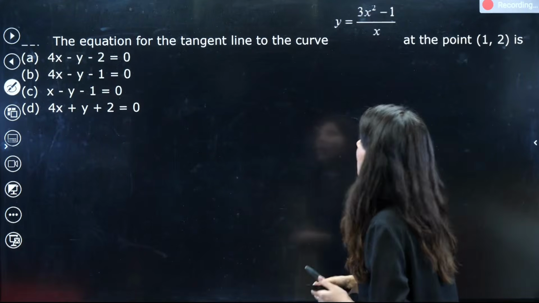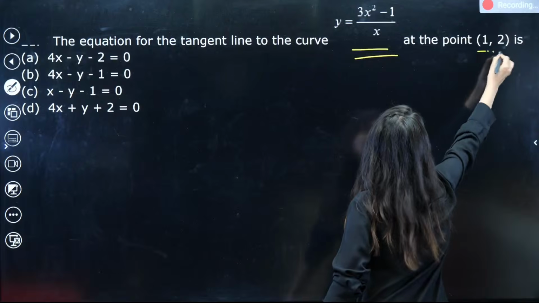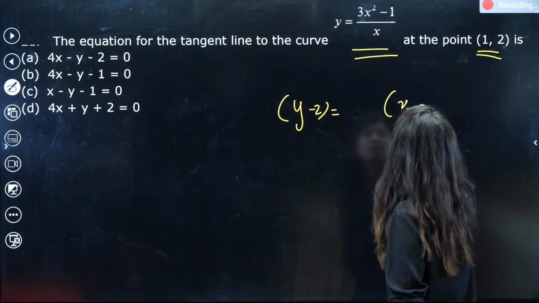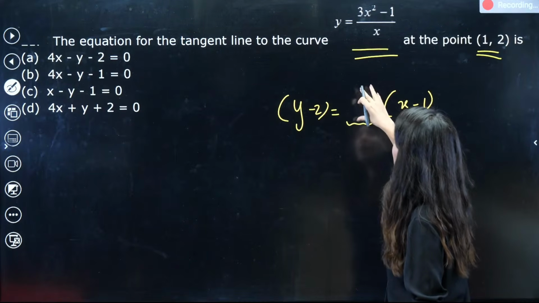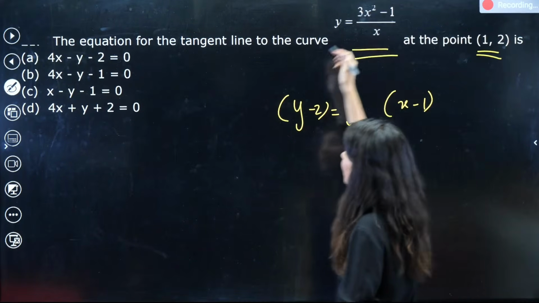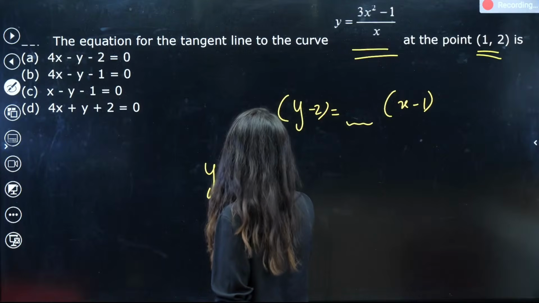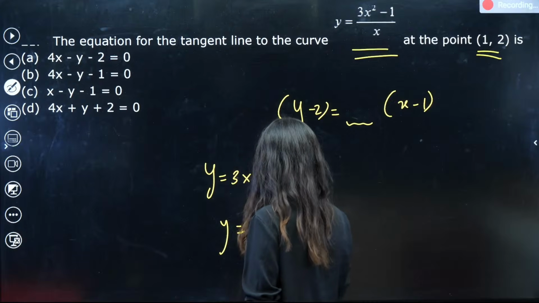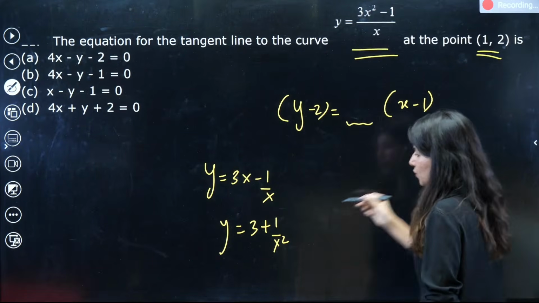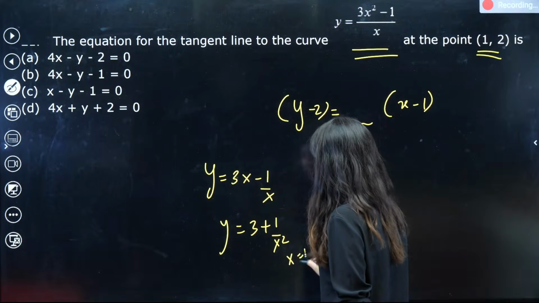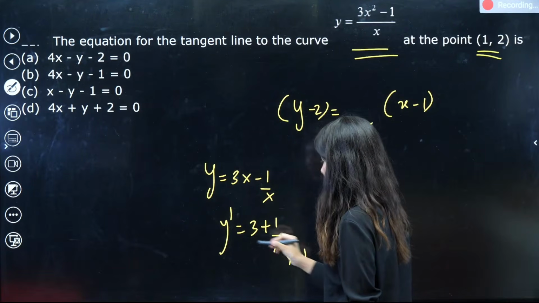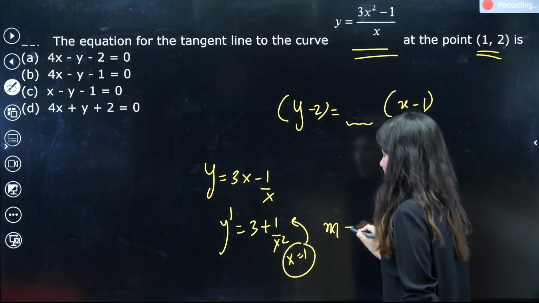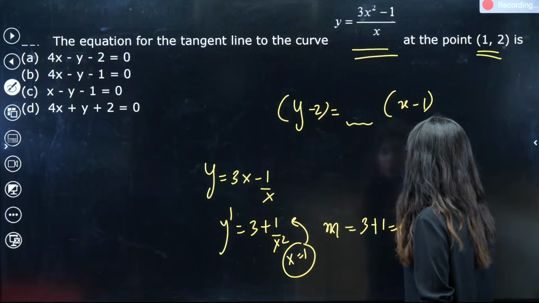Now, the equation of the tangent to this curve at this point. So the point we have is y minus 2 equals slope times x minus 1. And over here, I'm going to write the slope. For the slope, I have to differentiate this. So y is equal to 3x minus 1 by x. Let's differentiate. y dash will be equal to 3 plus 1 by x square. You put x equals 1. This is your y dash, the slope of the tangent. So the slope will be 3 plus 1, that is 4. 4 is the slope.